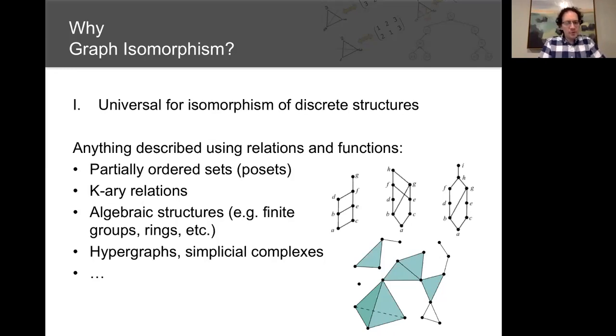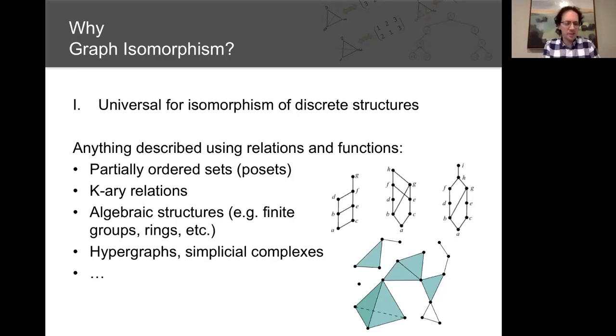So one of the very interesting things, which we'll come back to when we get to tensors, is that graph isomorphism is universal for isomorphism of discrete structures, meaning any kind of structure you can describe where there's some finite set, and then there are some relations and functions on this set. And you have two of these things and you want to know, are they isomorphic? Any such structure you can convert into graphs in such a way that whether the two graphs are isomorphic tells you about whether your structures are isomorphic.